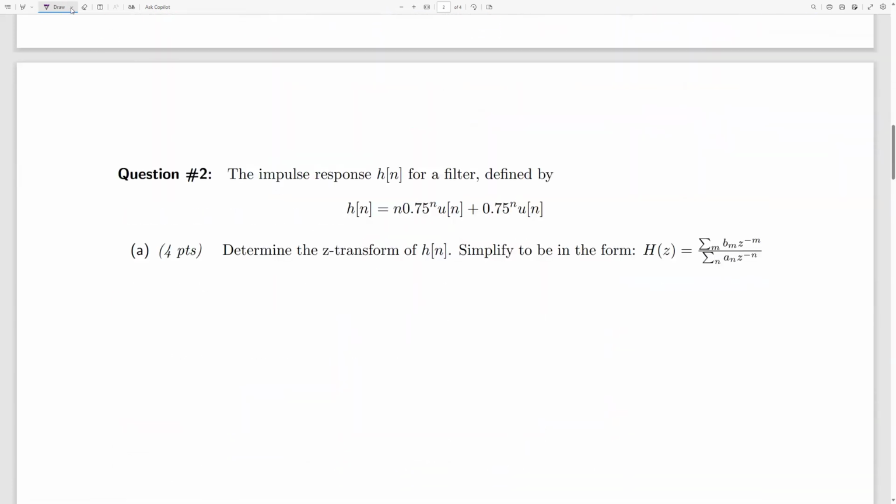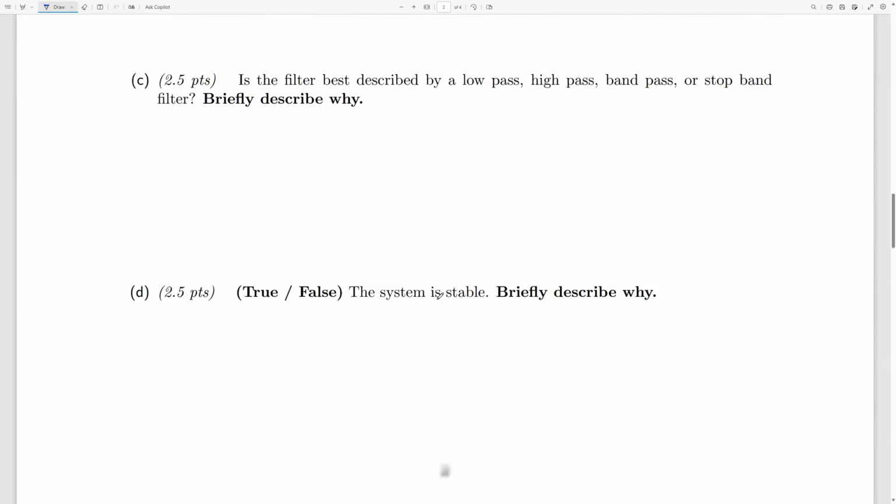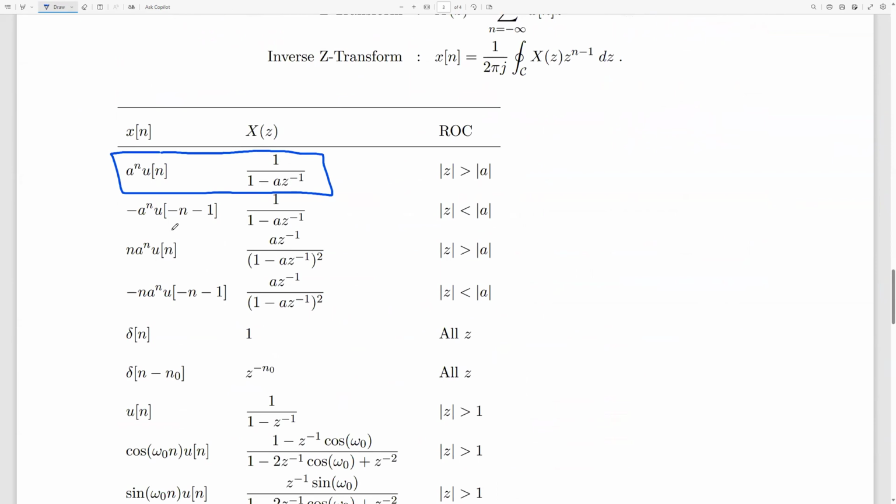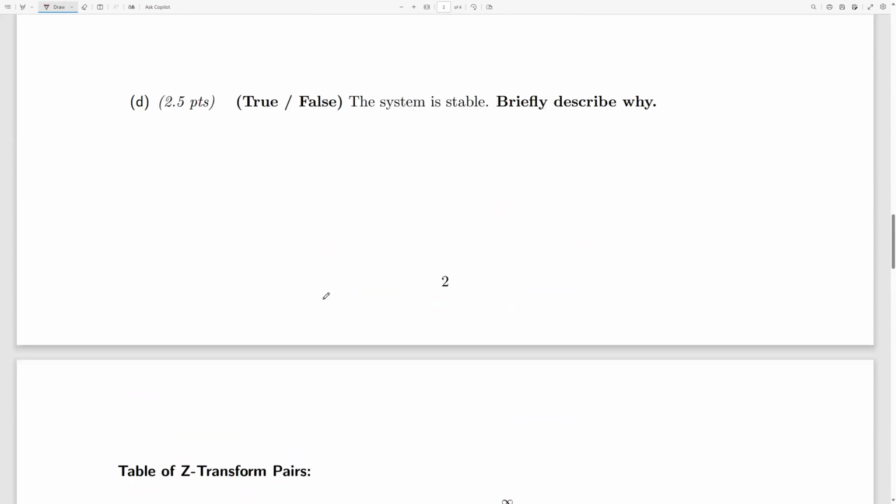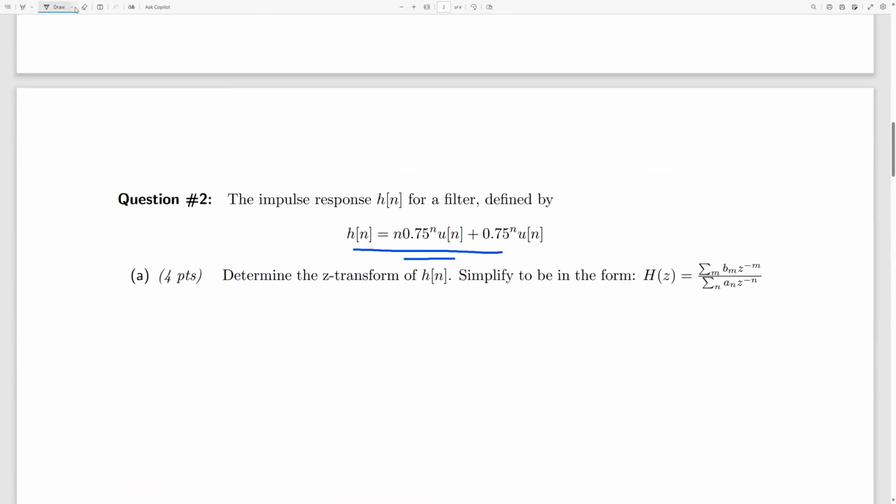Next, determine the z transform of h[n], simplified to this form, given this h[n] here. Okay, so the second term is an easy Z transform. The first one is the more unfamiliar one. So you probably want to look for the formula sheet for this one. And that will be this one right here. And remember, a equals 0.75.